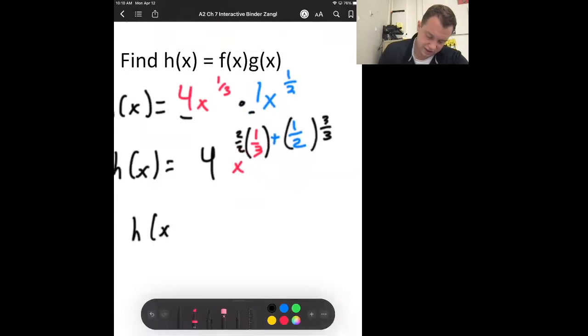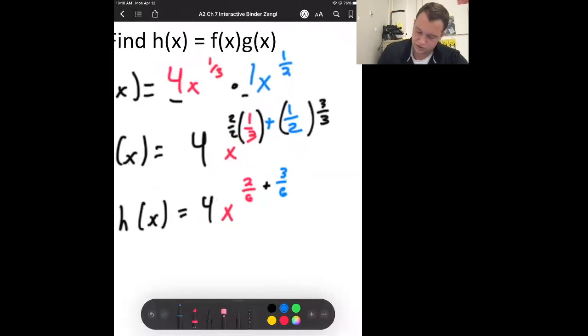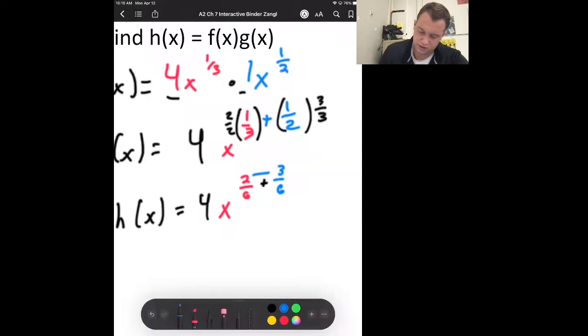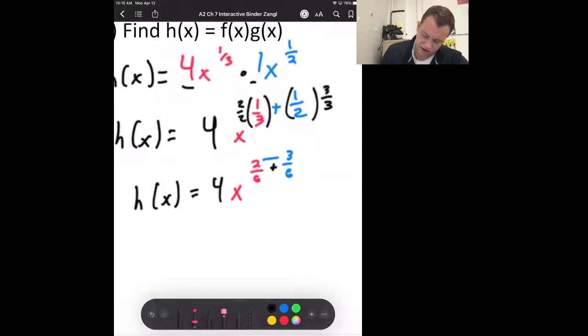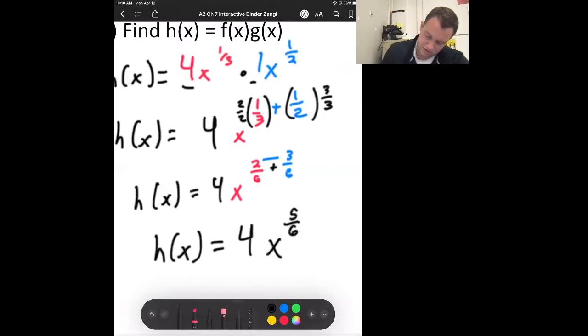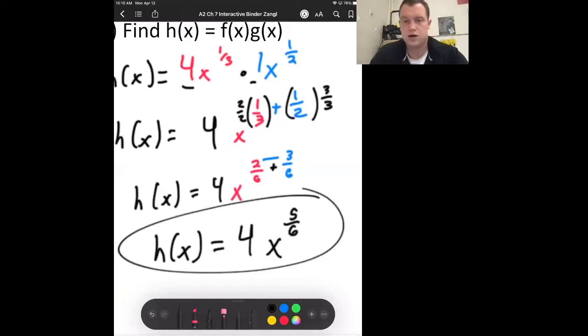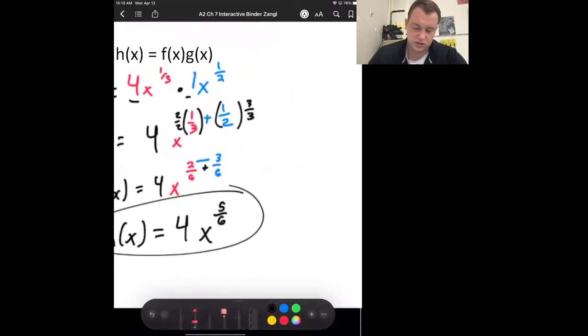So now I'd have h of x equals 4, and I would have x to the 2/6 power plus 3/6. So 2/6 plus 3/6, 2 plus 3 would end up getting me 5, and I keep my denominator. So my final answer here should be 4x to the 3 plus 2 is 5, the 5/6 power. So right now, this would be my answer. h of x equals 4x to the 5/6 power.